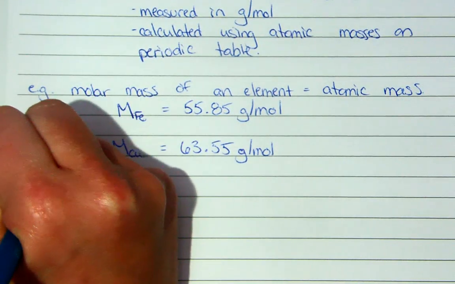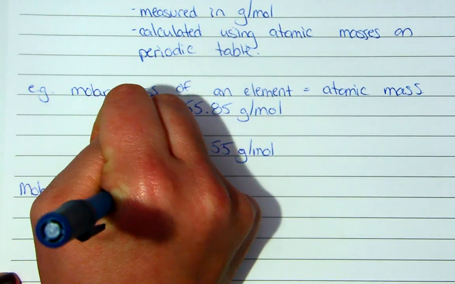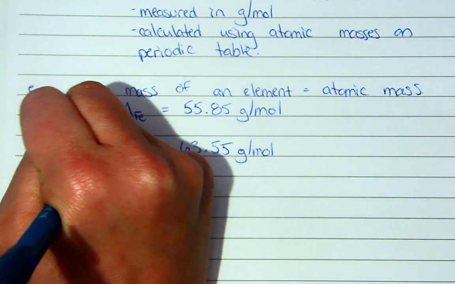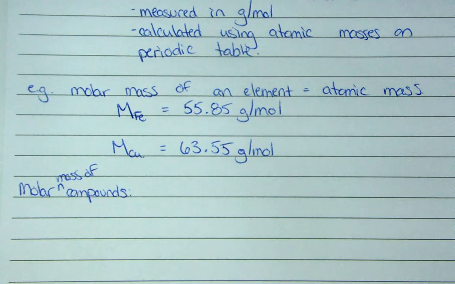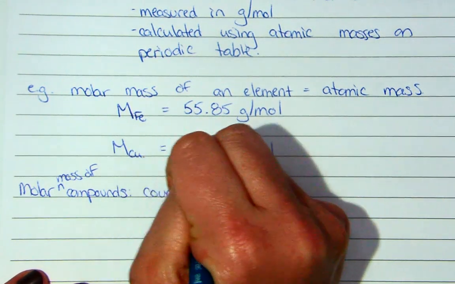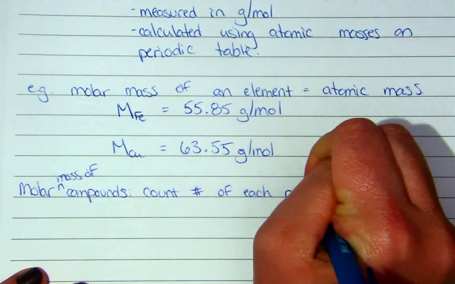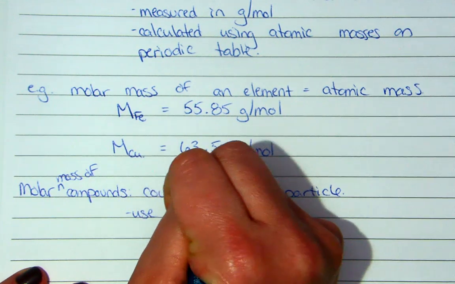So for molar mass of compounds, we need to count the number of units of each element. Molar mass of compounds. I apologize, guys. I'm trying not to have these awkward pauses in the videos, but I also can't have it all pre-written or it defeats the purpose. So molar mass of compounds, we're going to count the number of each particle. To do so, we need to use the chemical formula.